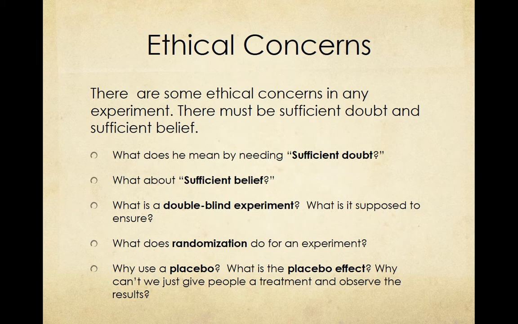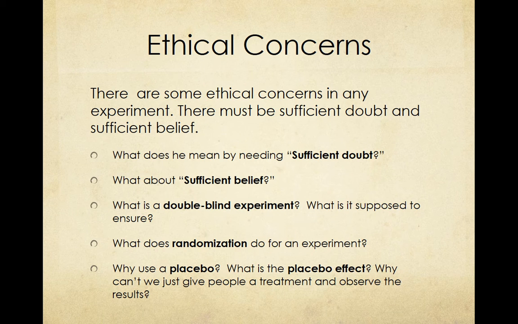Otherwise, give it to everybody, right? If we have a treatment for the virus and we have no doubt that it works, why not just give it to everybody? What about sufficient belief? We have to believe that it might work. Otherwise, why are you spending all this money and exposing these people to harmful side effects to try to do an experiment? You should be able to explain what a double-blind experiment is, and what randomization does for an experiment.